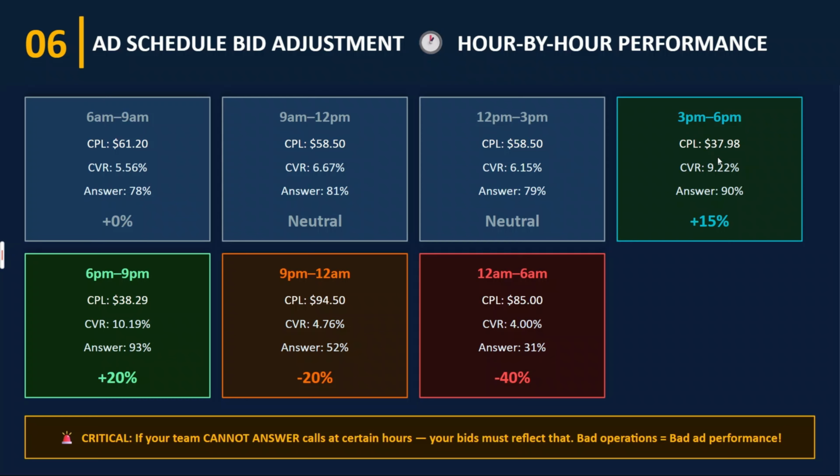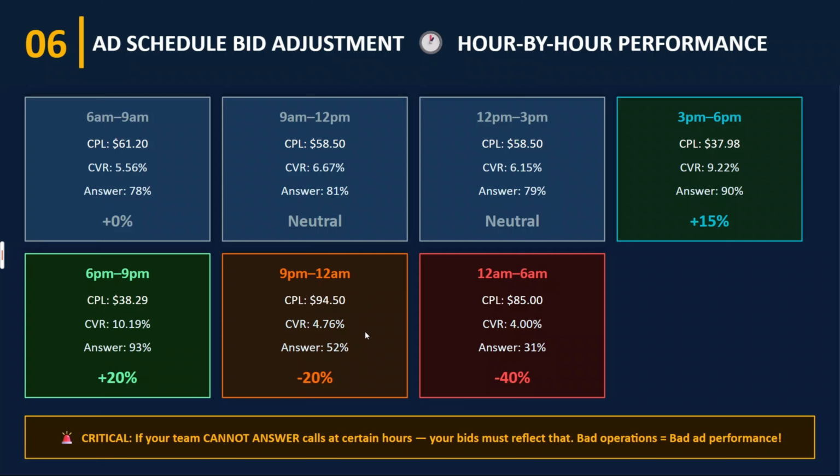3 p.m. to 6 p.m.: now things get interesting. Cost per lead drops to only $38. Conversion rate is 9.22%. Answer rate is 90%. This is strong. We increase by 15%. And also 6 p.m. to 9 p.m.: in here, this is the best time block. Cost per lead $38. Conversion rate over 10%, so we increase by 20%.